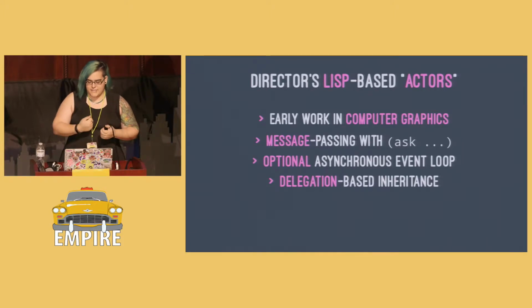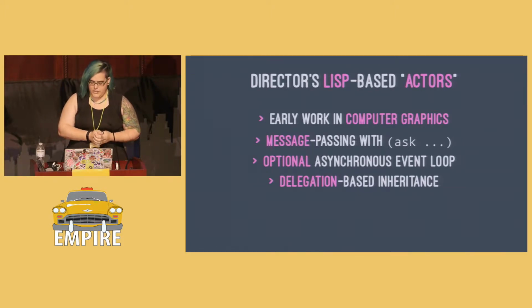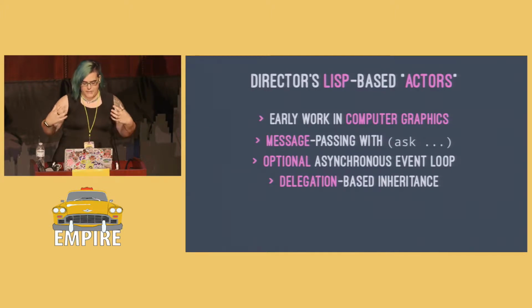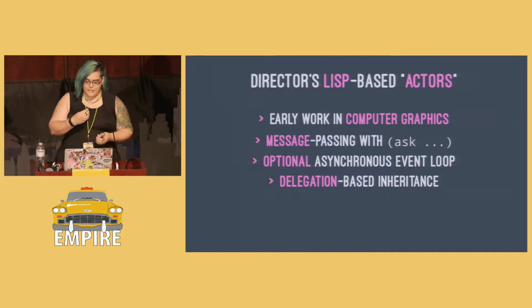Finally, this is the first example I could find of delegation-based inheritance. So in Director, you made new actors by cloning existing actors, and it provided all these root utility actors. When you sent a message to that new actor, it would try and answer the message itself. If it didn't have its own response, it would then ask its parent to answer it instead, and then the next parent, and so on, until either finding a matching message handler or failing.